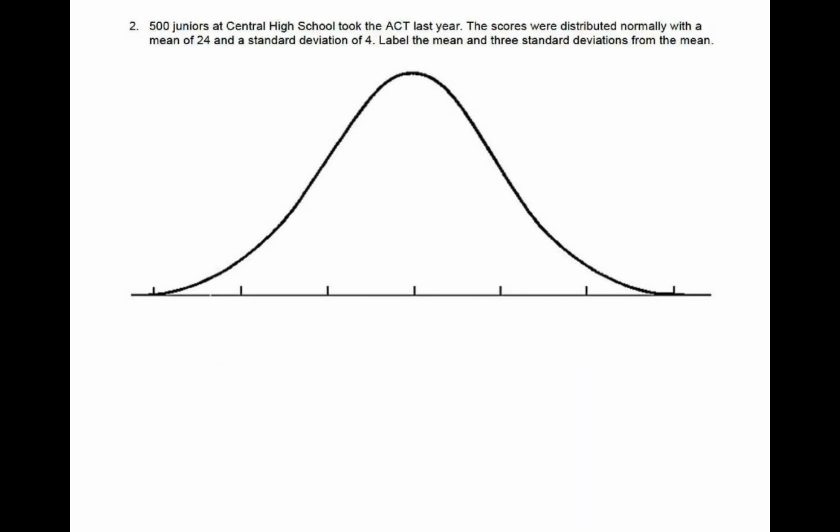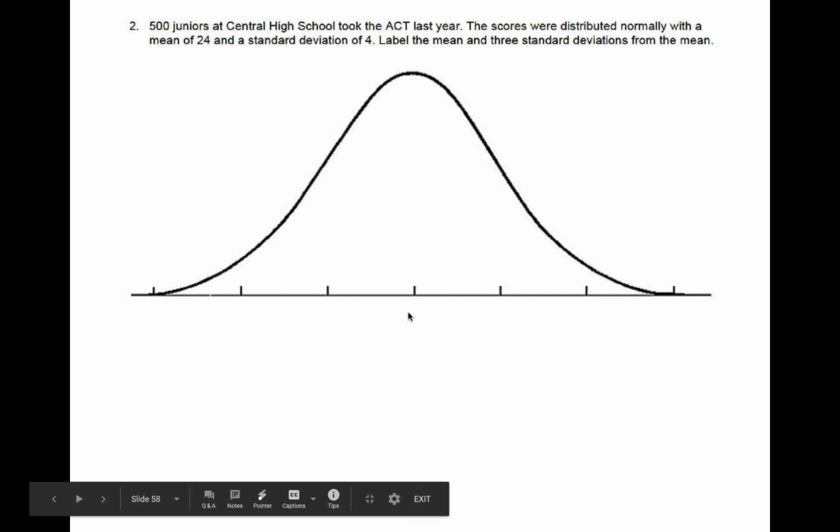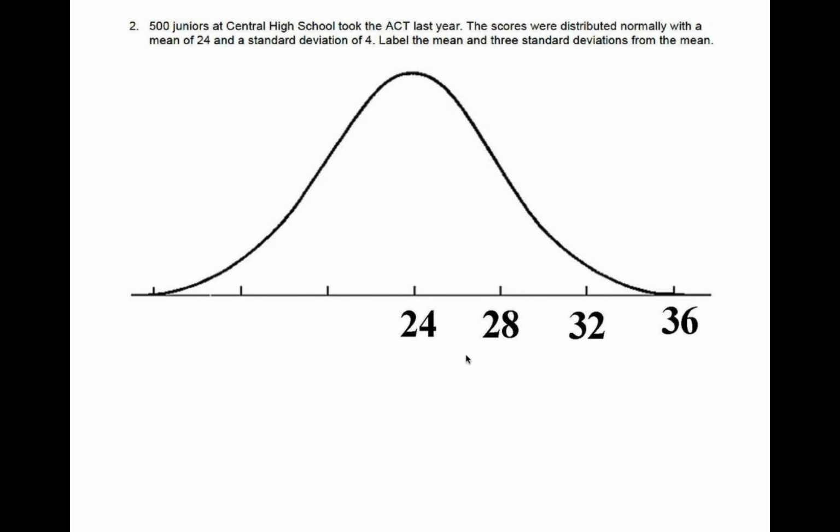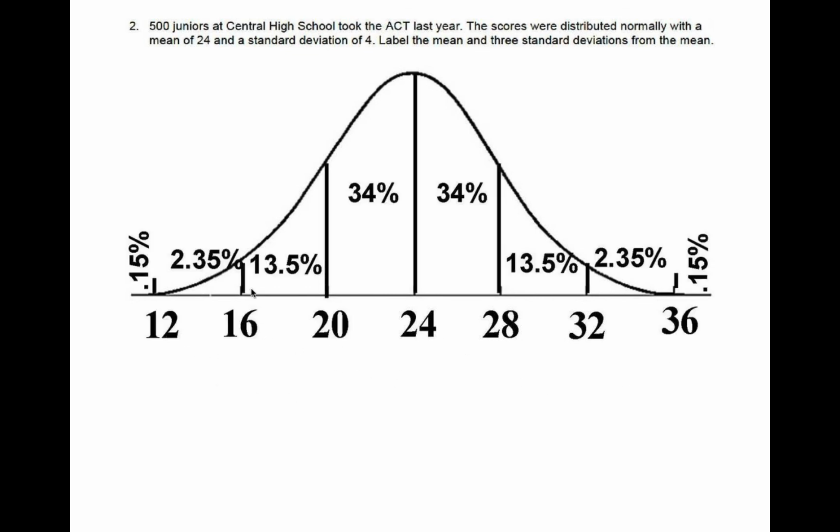Number 2, 500 juniors at Central High School took the ACT last year. The scores were distributed normally with a mean of 24 and a standard deviation of 4. So we're going to label mean of 24. We're going to add 4, add 4, add 4, subtract 4, subtract 4, subtract 4, and then put in our percents.